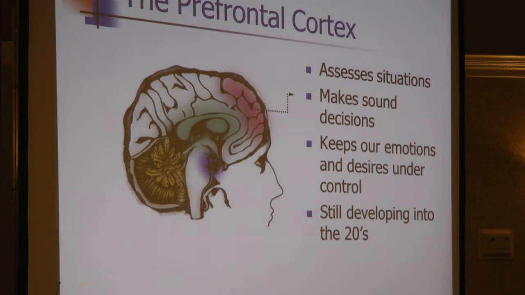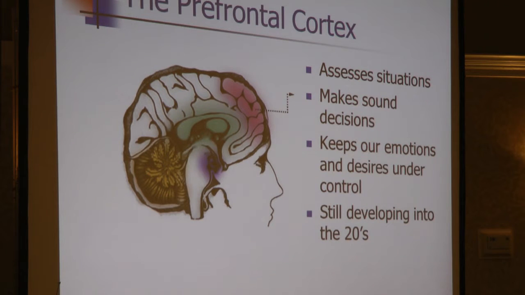The prefrontal cortex is one of the brain areas still maturing during adolescence. It is the part of the brain that enables us to assess situations, make sound decisions, and keep our emotions and desires under control. Most of you who have teenagers in your family or are a teenager would agree that your prefrontal cortex probably doesn't work its best sometimes and still needs to be developed, because you're tempted to make sudden decisions that may not be as sound as you'd like them to be when you look back on them.